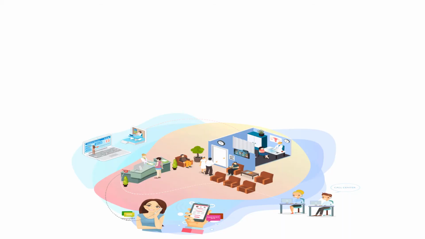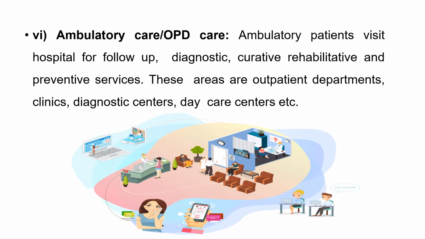The sixth element of PPC is ambulatory care or OPD care. These areas include outpatient departments, clinics, diagnostic centers, and daycare centers. Patients visit these areas for follow-up, diagnostic, curative, rehabilitative, and preventive services. Thus, we complete the six elements of progressive patient care, which are intensive care, intermediate care, self-care, ambulatory care, home care, and long-term care.